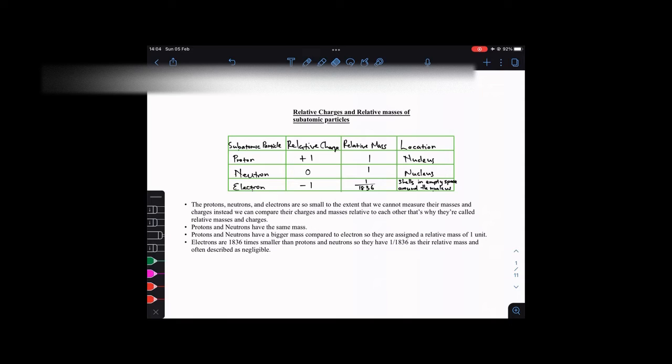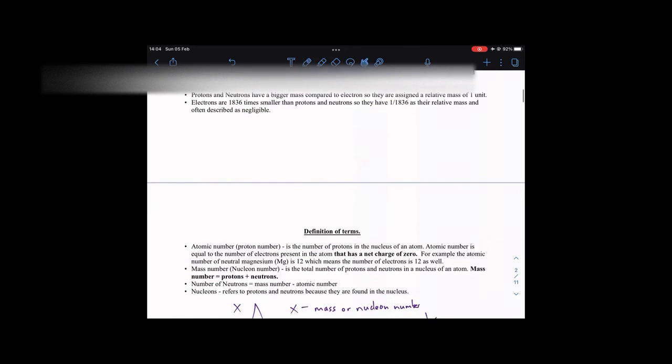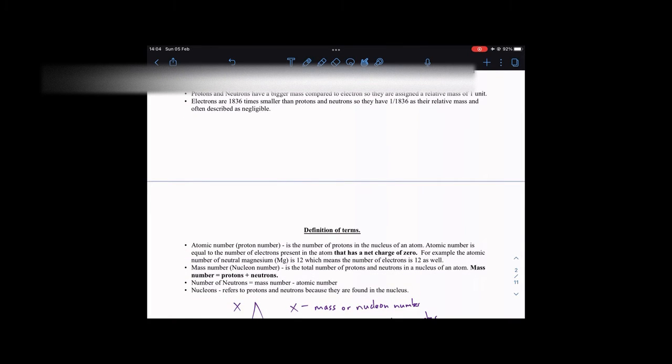Instead, we do the relative, we compare them to each other. Let's say measuring the mass of an electron, we compare the mass of the electron to the mass of protons and neutrons. How much smaller is it? It was found to be 1836 times smaller. And that's why we have these relative masses.